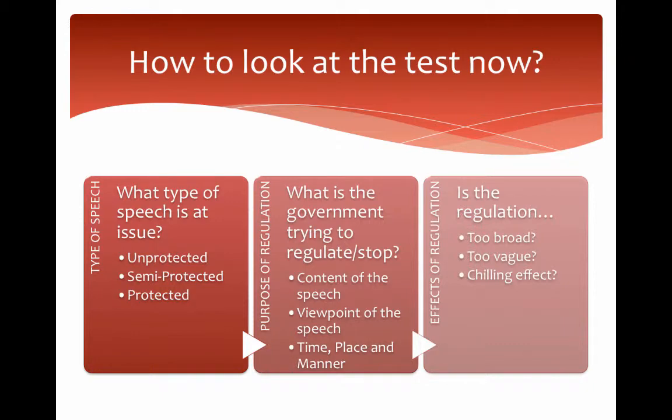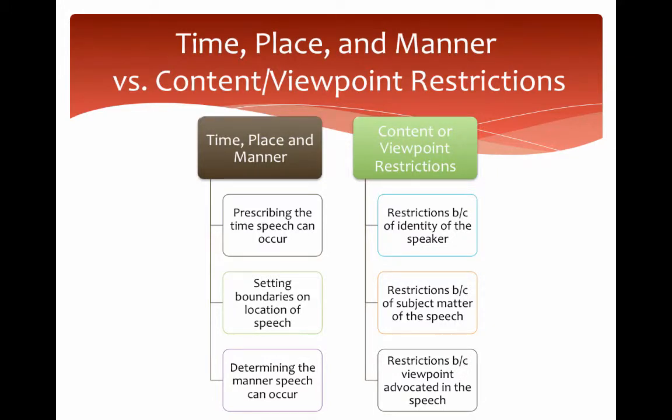And the next step is to look at what is the government trying to regulate. So we have two broad, although they're not all-inclusive, ways that government can try and regulate speech. And this is really, what is the government's purpose? What is their intent? So if their intent is to merely prescribe when you can say something, or the volume at which you can say something, or the boundaries of the place you have to be while you say something, that's called a time, place, and manner restriction. But if the restrictions have to do with the identity of the speaker, the subject matter of the speech, or the viewpoint advocated in the speech, that is impermissible because it is content or viewpoint restrictions.